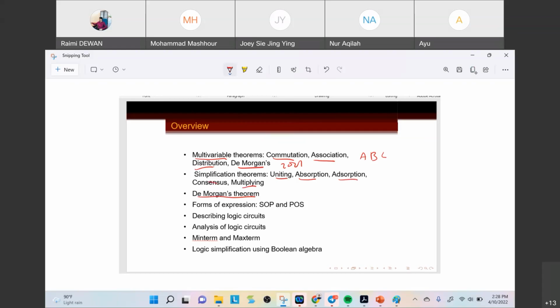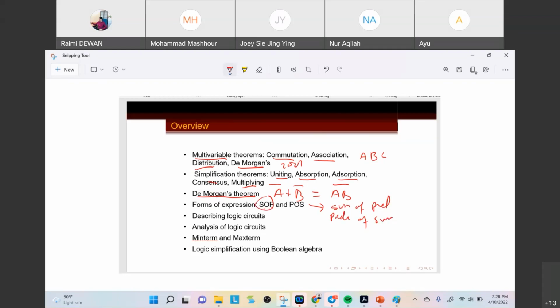Then we go to De Morgan's theorem, which is that A plus B inverted equals A inverted times B inverted, and so on. Okay, De Morgan's theorem, we'll go to that later. And then form of expression, SOP and POS. This one is sum of products. And this one is product of sums.